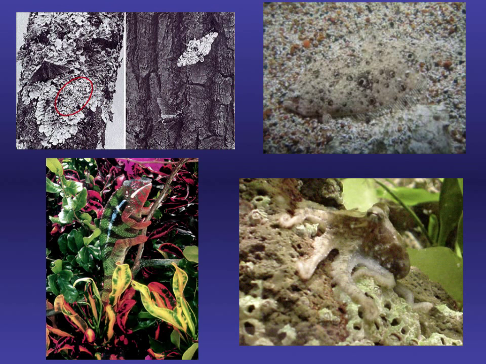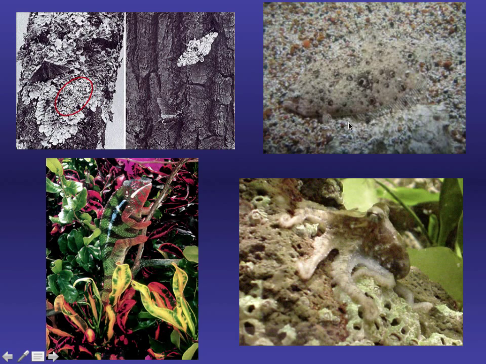All right, so a little more in the way of color change. We've seen these moths before, light-colored moths on light-colored trees versus dark-colored moths on dark-colored trees. These, by the way, are the same species. They're just different morphs of the same species, but you can see which one does better depending on the background, right? We've got a flounder over here.